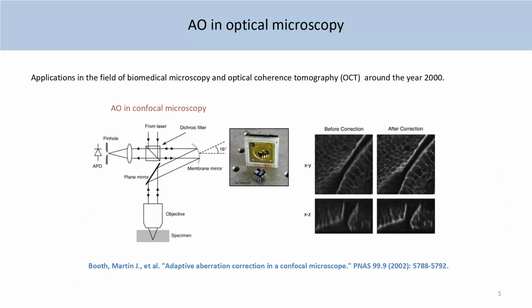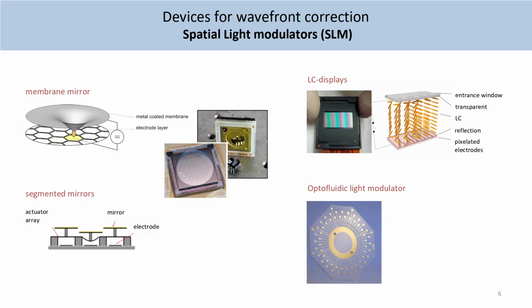Also for biological imaging, it's not really a new technique. So the thing started around the year 2000. And what you see here, I think, is one of the first confocal microscopes that has been equipped with AO. That was Martin Booth's group in Oxford, where he used the deformable mirror to get improvements in confocal images.